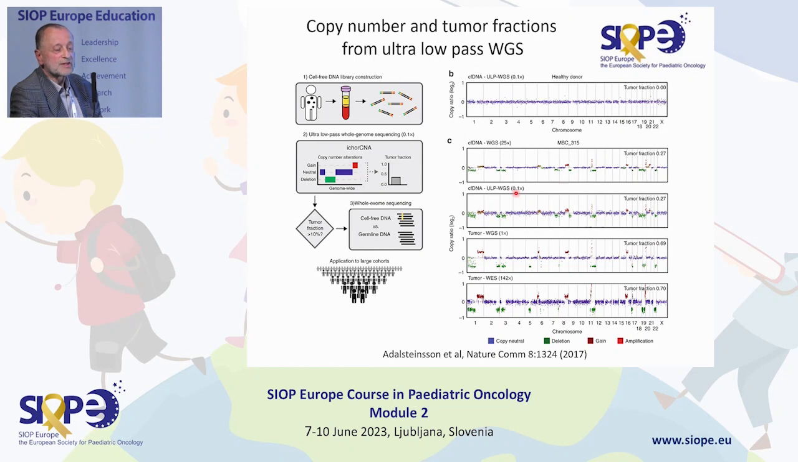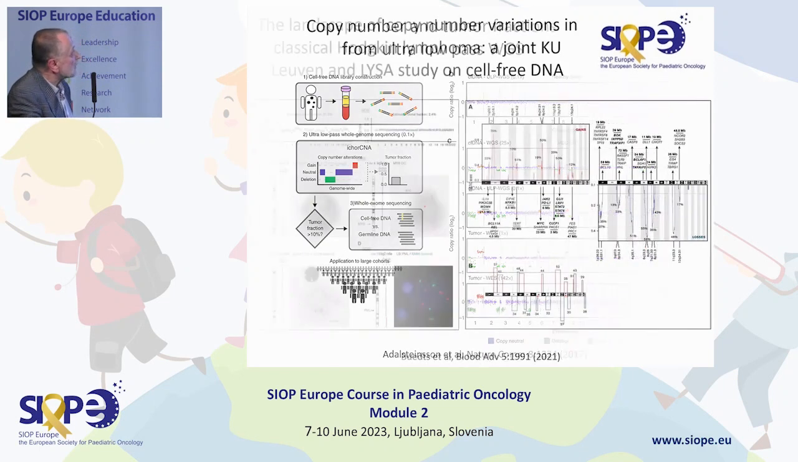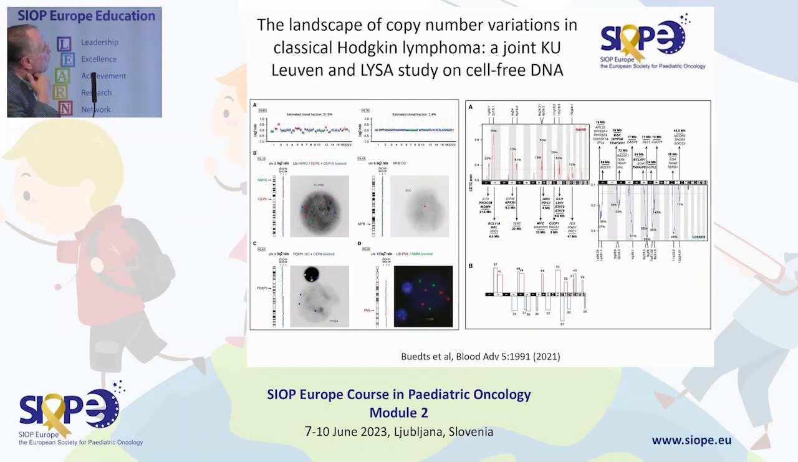So in principle, that's a cheap method compared to whole genome sequencing of the tumor, where you do 50, 100,000 fold. Yeah? So one fold, and you get a nice pattern of copy number aberrations, but also you can identify mutations and something like that. And here's one practical example, which was published about 2 years ago in Blood.